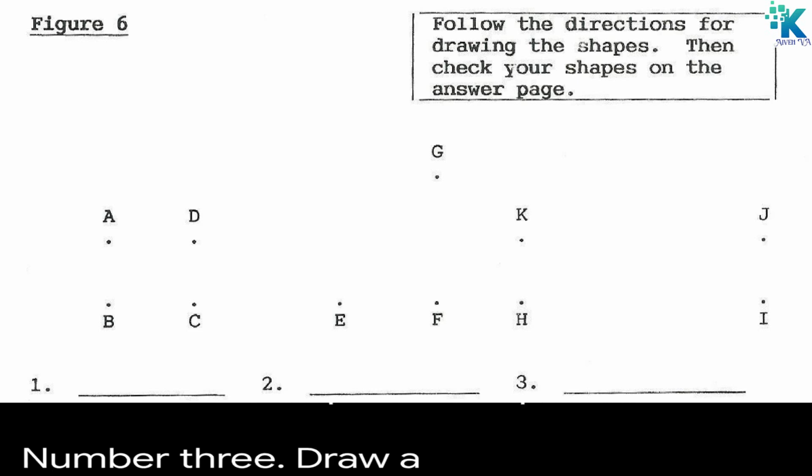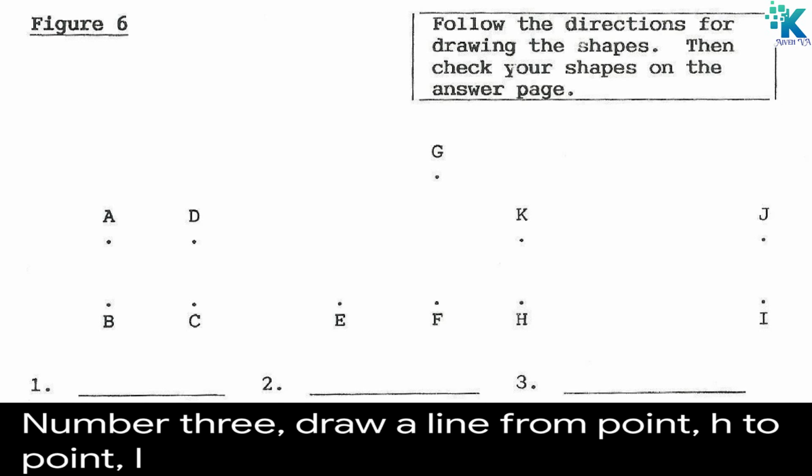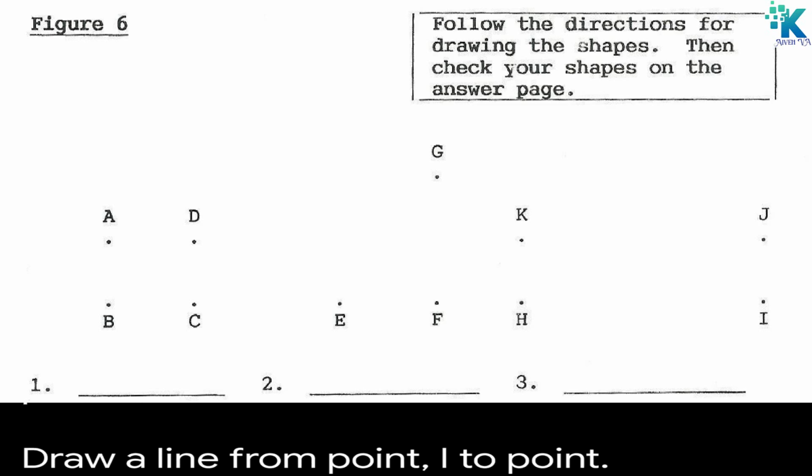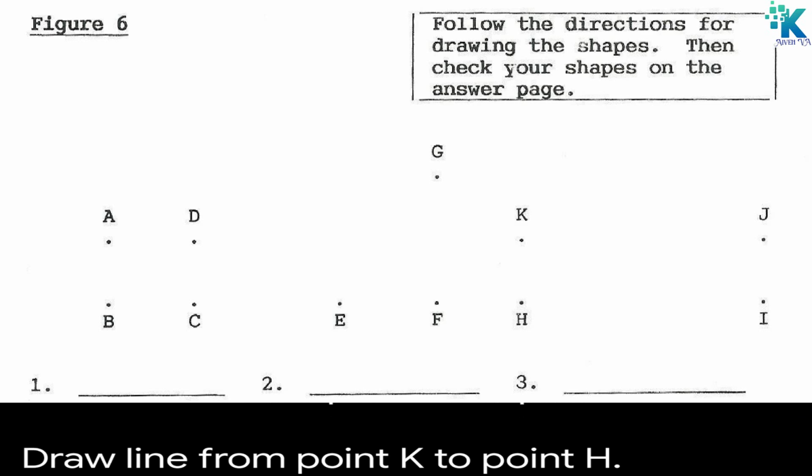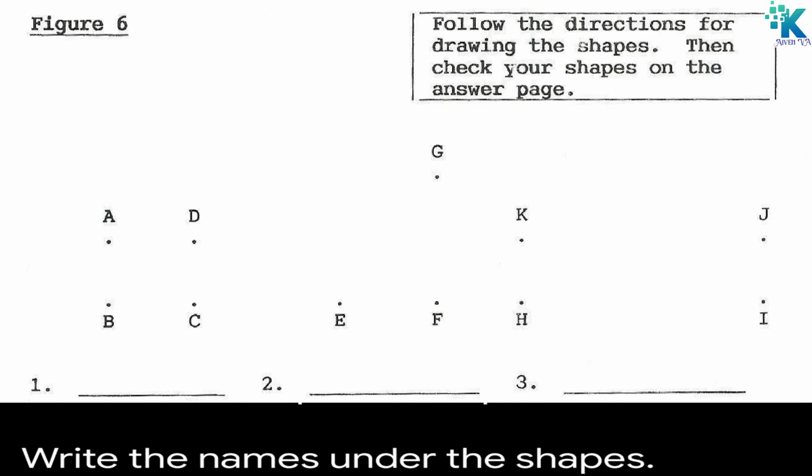Number 3. Draw a line from point H to point I. Draw a line from point I to point J. Draw a line from point J to point K. Draw a line from point K to point H. Write the names under the shapes.